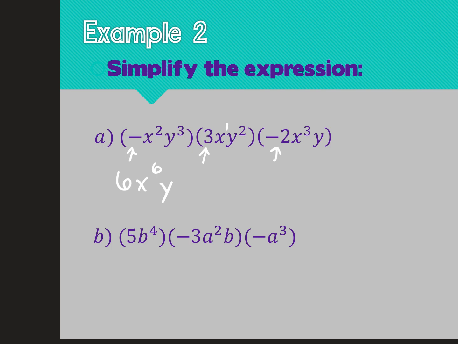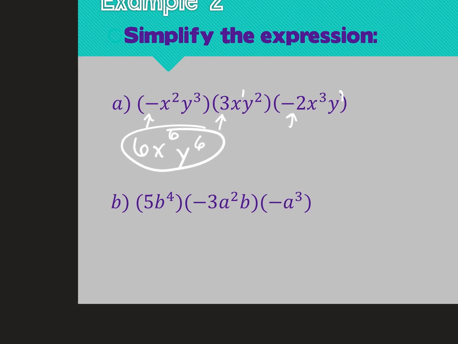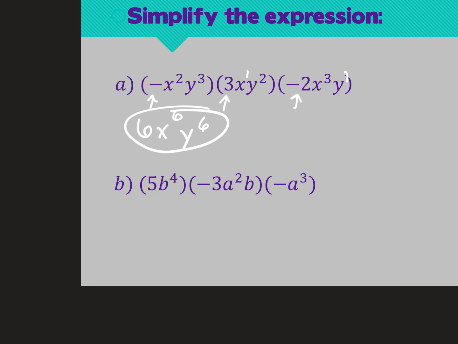And then I have my y. 3, 2, and 1. So 3 plus 2 plus 1 gives me y to the 6th. Same base that you're multiplying, add those exponents. So here I have 5 times negative 3 times negative 1.